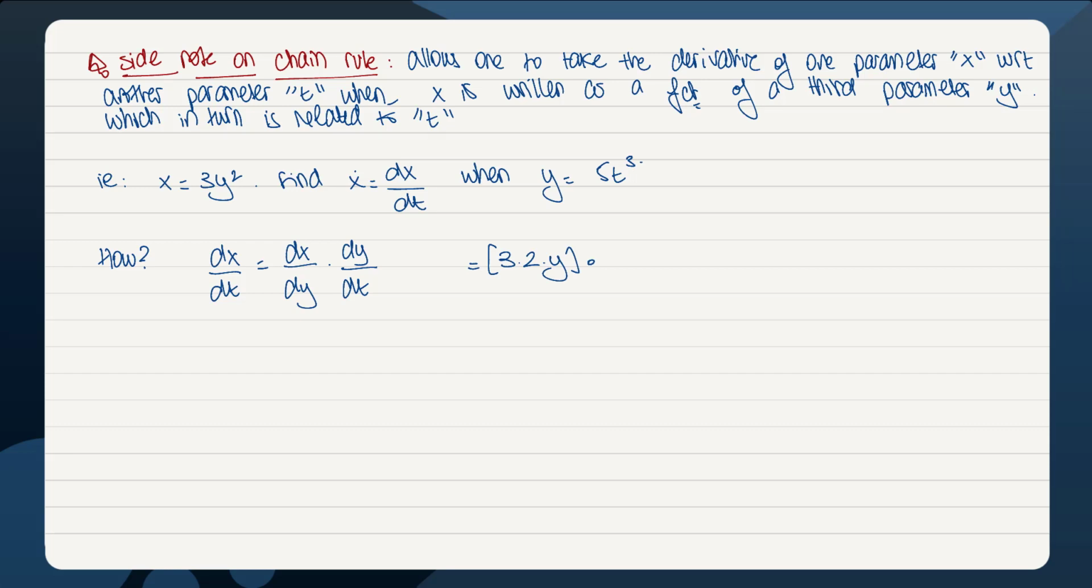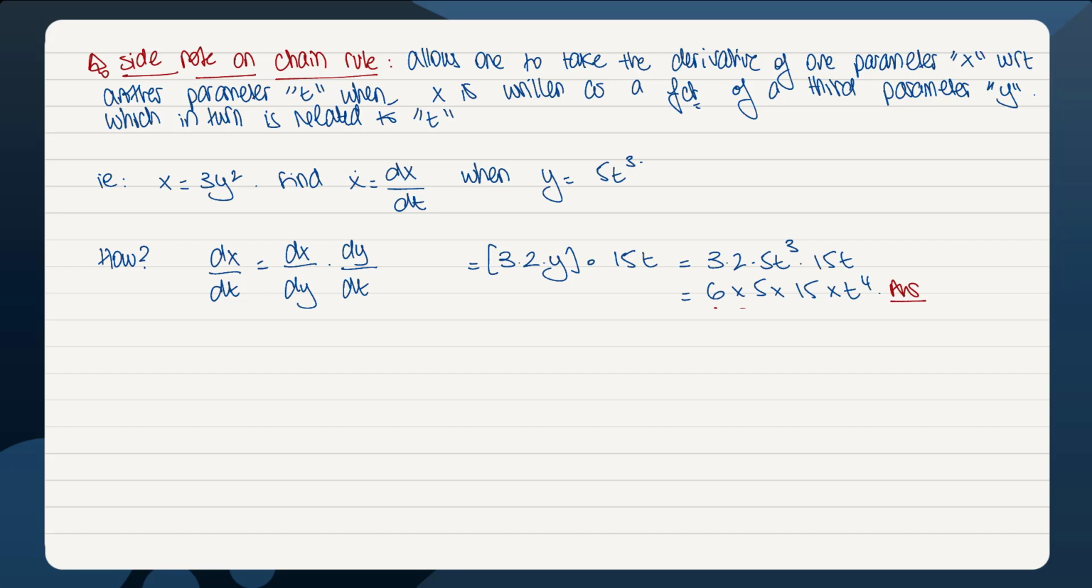So 3 times 2 times y. Next, we need to find the derivative of y with respect to time. Since we have an expression of y in terms of time, y equals 5t cubed, the derivative of that with respect to time is equal to 15t. Then multiplying the two expressions, dx over dy and dy over dt, one has 6 times 5 times 15 times t to the power 4.